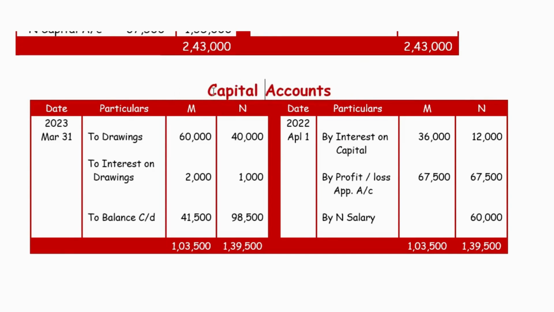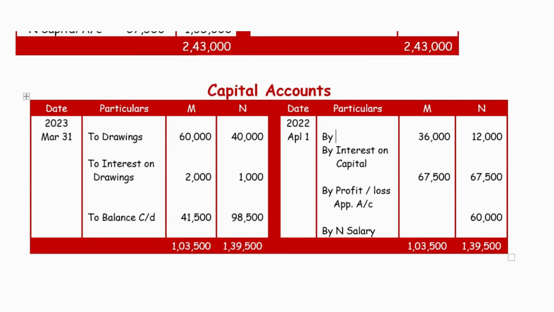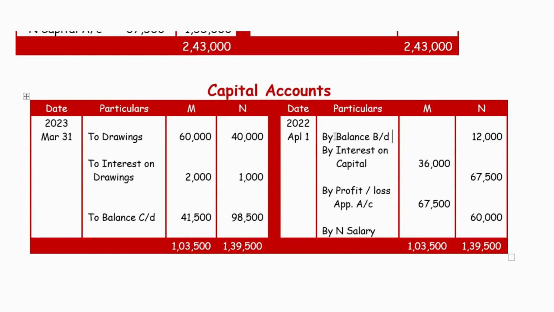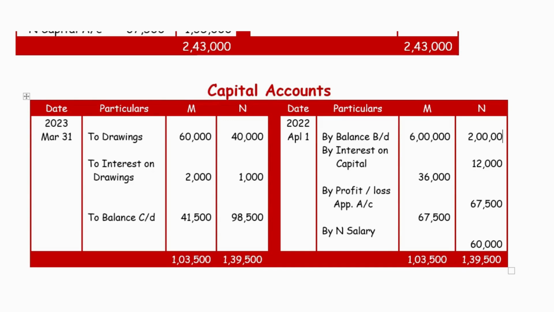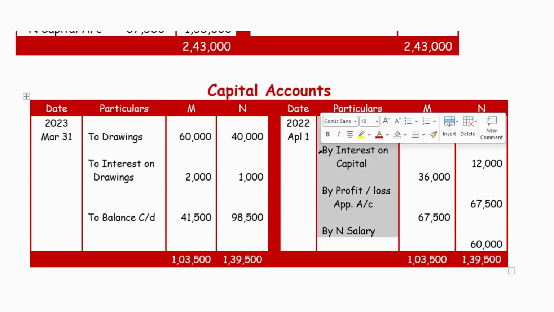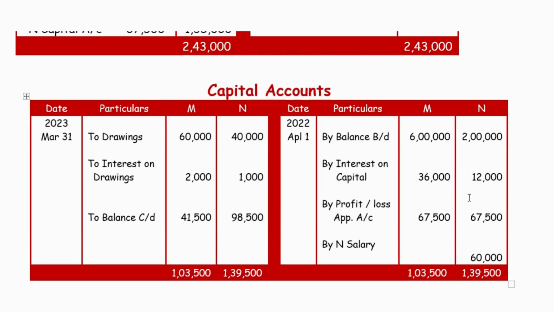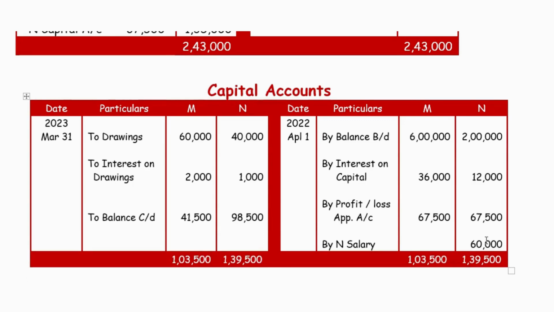In the fluctuating method, you have to include the original capital balance brought down, that is the total capital of the partners. It is 6 lakhs and it is 2 lakhs. All other things remain the same. All other entries remain the same. One thing, for time saving purpose, I have just copied the same format. The other thing is you could also better understand what are all the changes happening.